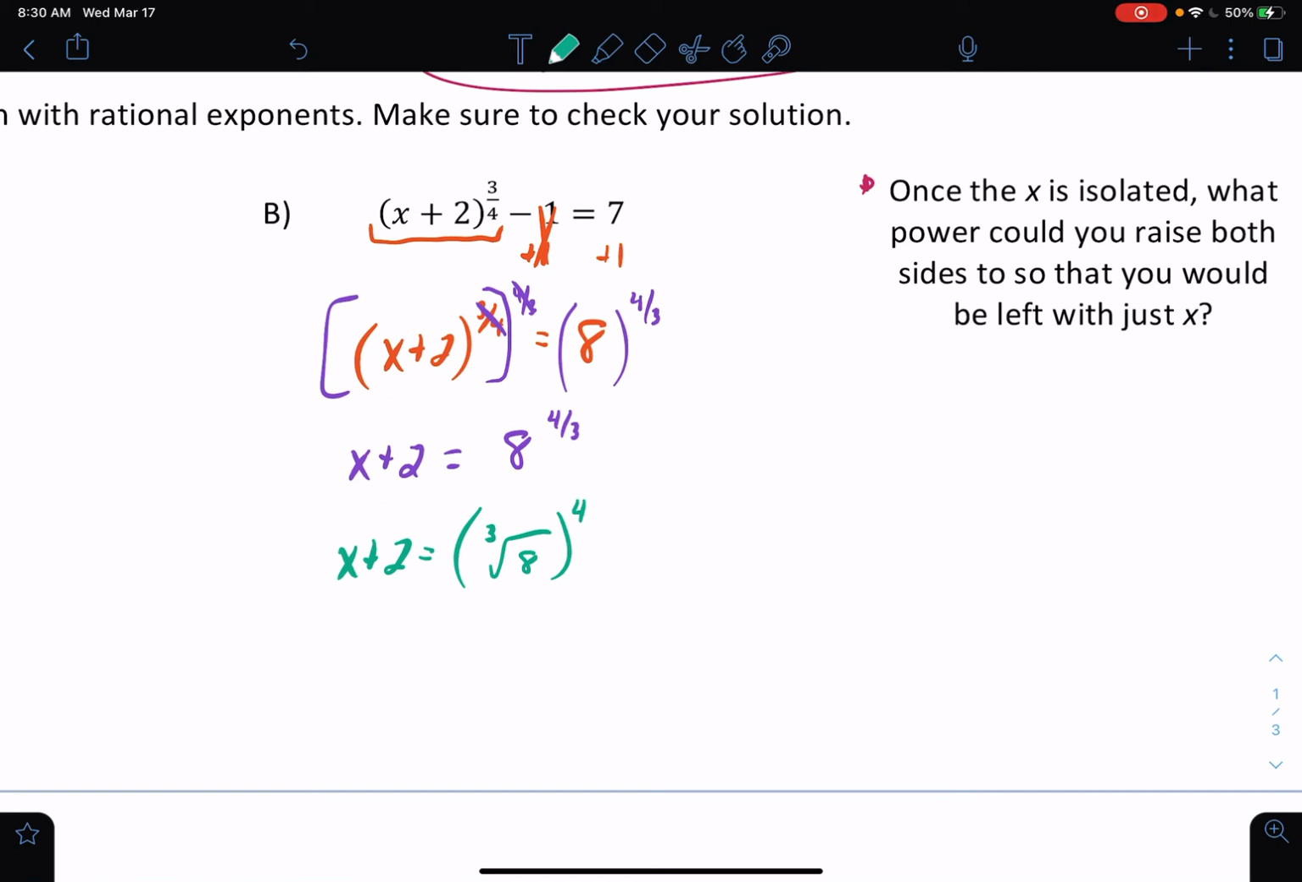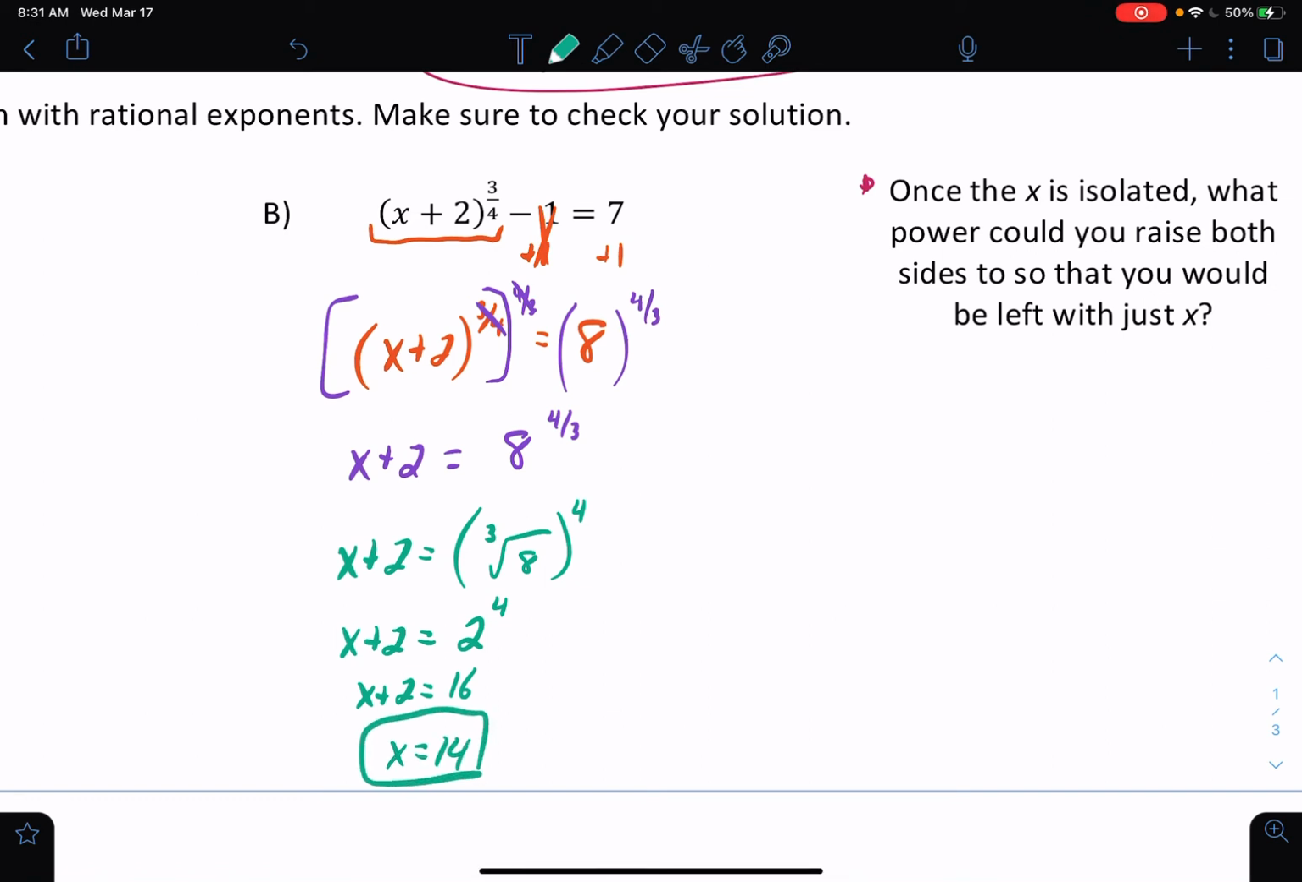So the cubed root of 8, all raised to the fourth. Well, the cubed root of 8 is 2, because 2 times 2 times 2 is 8. So I'm taking 2 to the fourth. So I've got x plus 2 equals 2 to the fourth. 2 to the fourth is 16. 2 times 2 times 2 times 2. So x is going to equal 14.